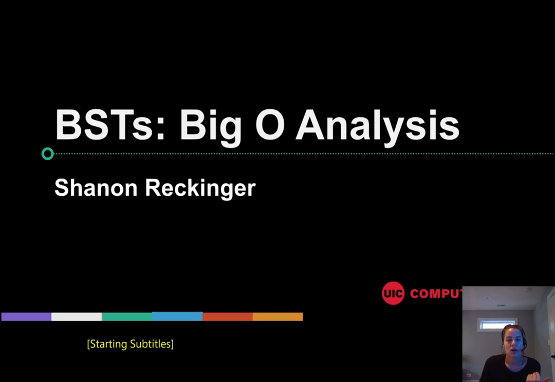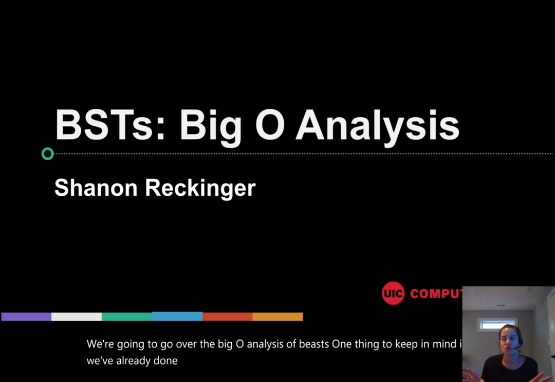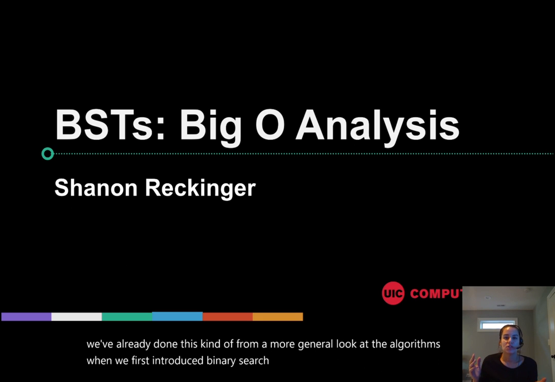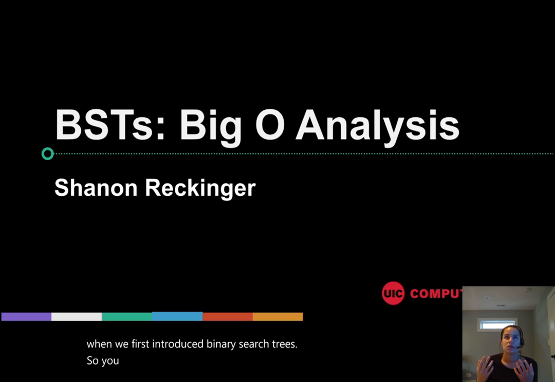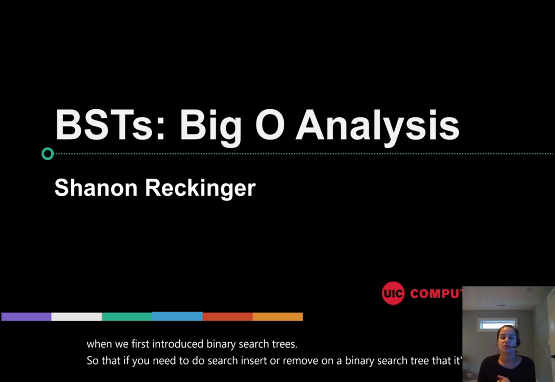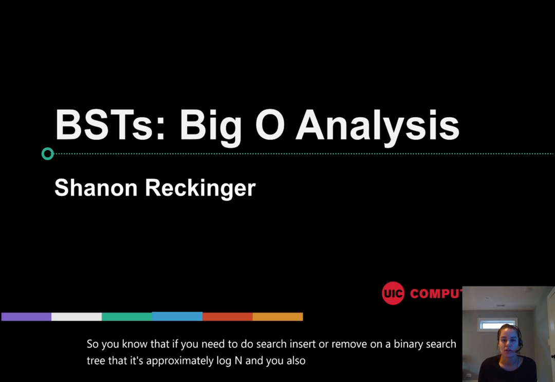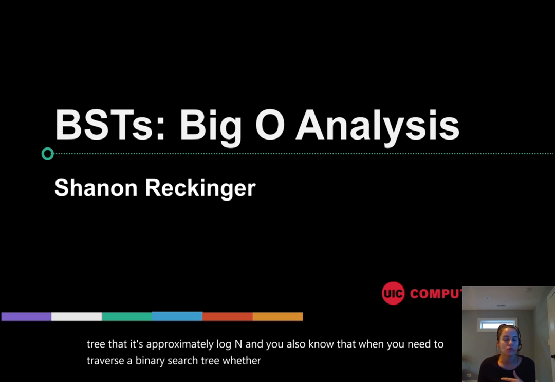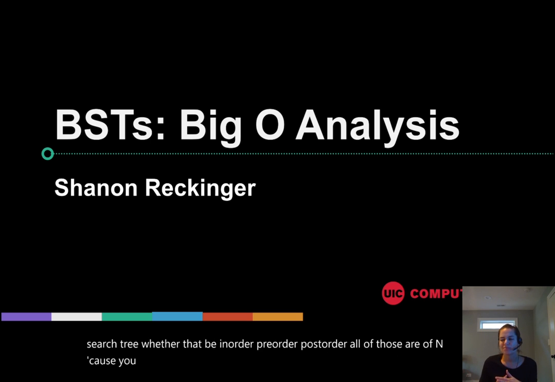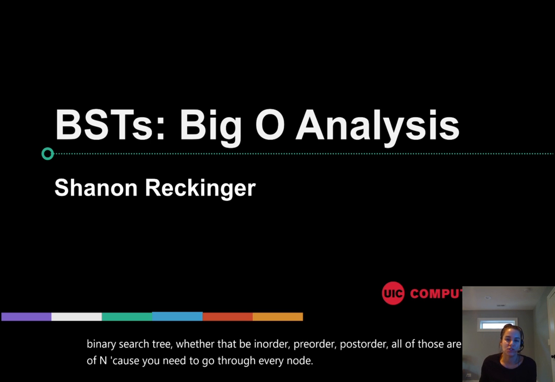We're going to go over the big O analysis of BSTs. One thing to keep in mind is we've already done this from a more general look at the algorithms when we first introduced binary search trees. So you know that if you need to do search, insert, or remove on a binary search tree, it's approximately log n. And you also know that when you need to traverse a binary search tree, whether that be in order, pre-order, post-order, all of those are O of n because you need to go through every node. And for the most part, that's what you need to know.